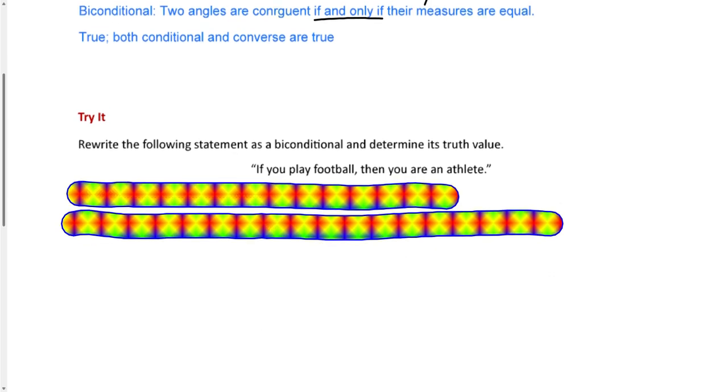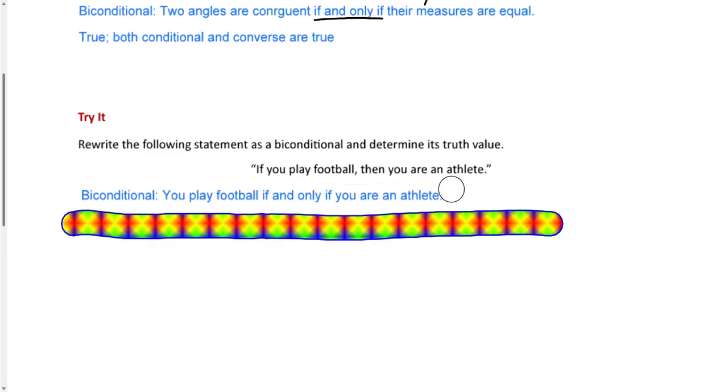All right, rewrite the following statement as a biconditional and determine its truth values. Remember, we're going to get rid of the word if, we're going to get rid of the word then, and in between, we're going to put if and only if. So our biconditional statement is, you play football if and only if you are an athlete. So let's just worry about writing that statement down first. The biconditional, we get rid of the words if and then, and we put an if and only if in between those two. So you play football if and only if you're an athlete.